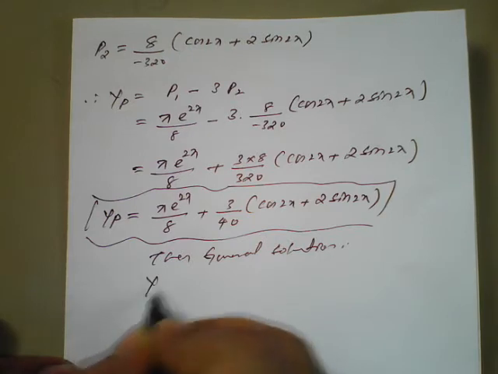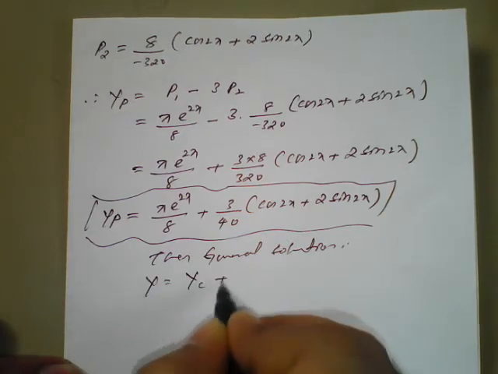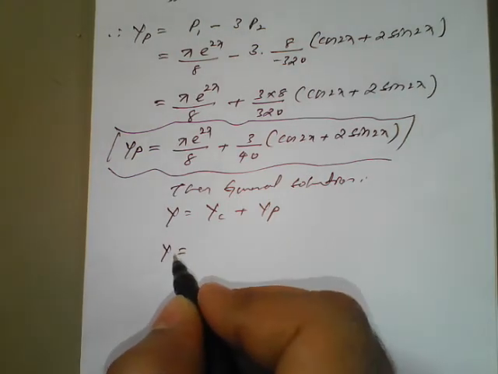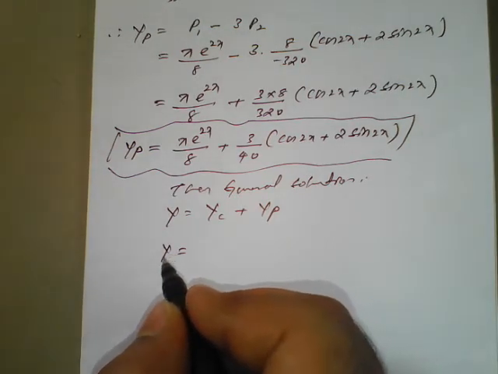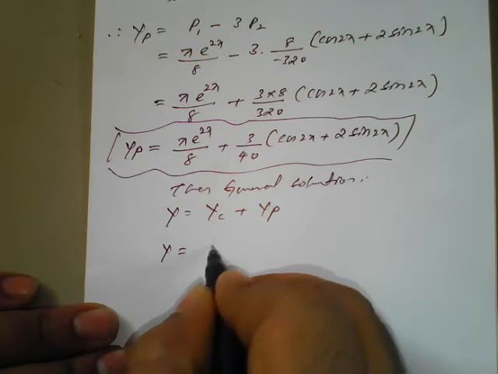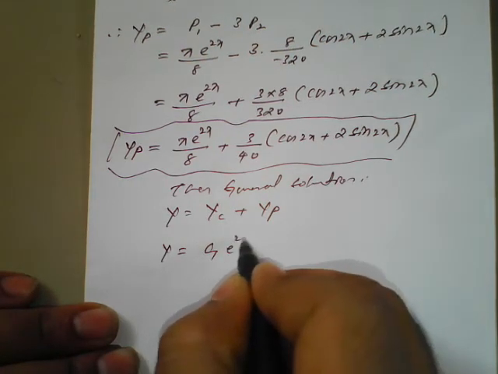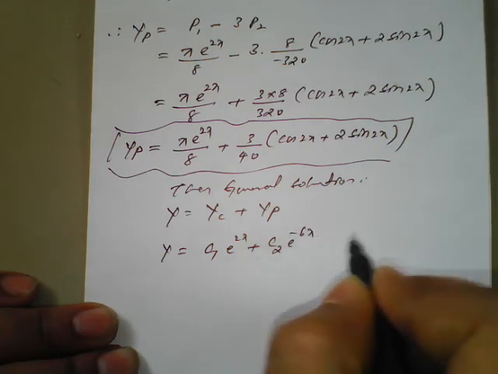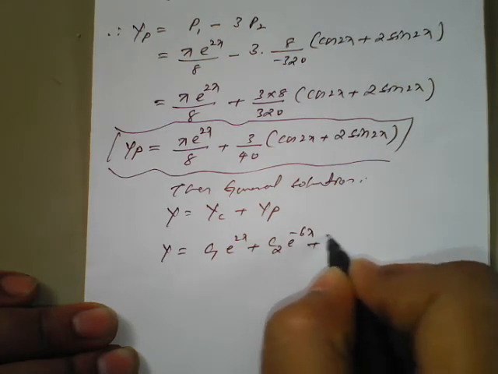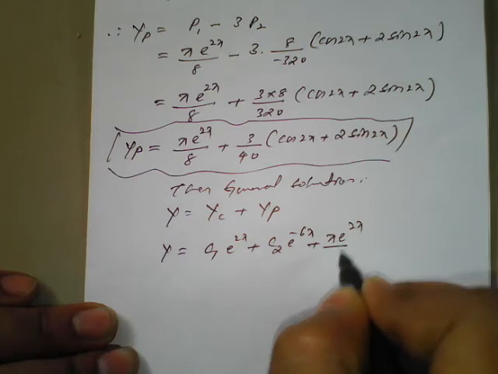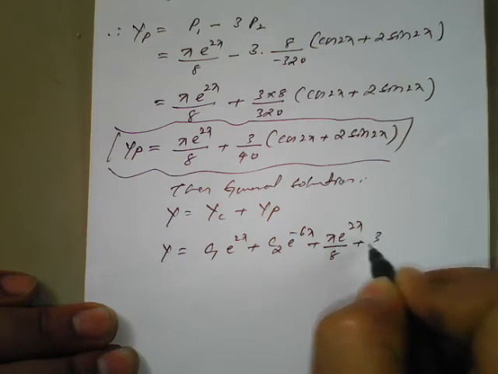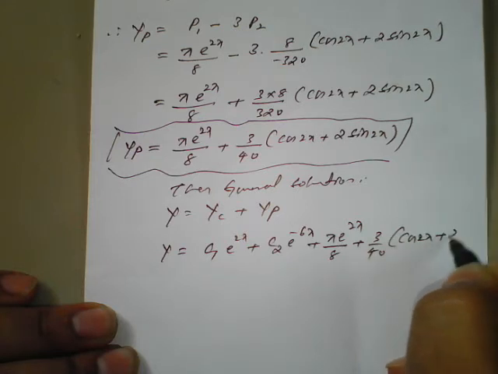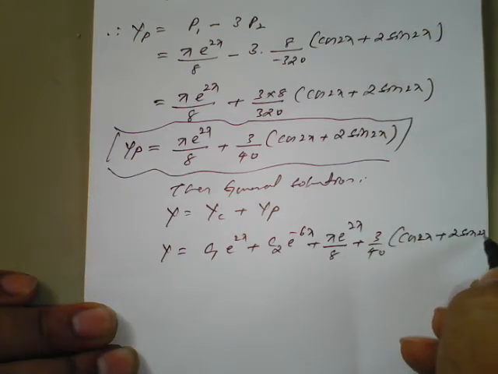So the general solution is what here? y is equal to yc plus yp. So y is equal to, we have yc as c1 e raised to 2x plus c2 e raised to minus 6x plus x e raised to 2x upon 8 plus 3 upon 40 into cos of 2x plus 2 times sine 2x.